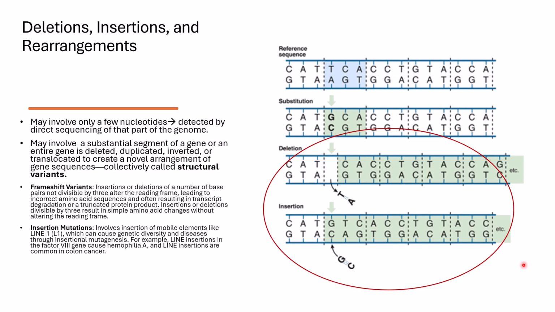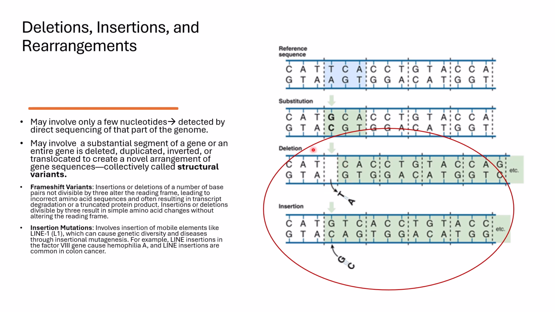The other family of variants are deletions, insertions, and rearrangements that may involve a few nucleotides detected by direct sequencing, or part of the genome, or may involve a substantial segment of the gene. We call them structural variants. Two things just to mention here. Sometimes we have what we call frameshift variants, where the insertion or deletion of a number of base pairs is not divisible by 3.